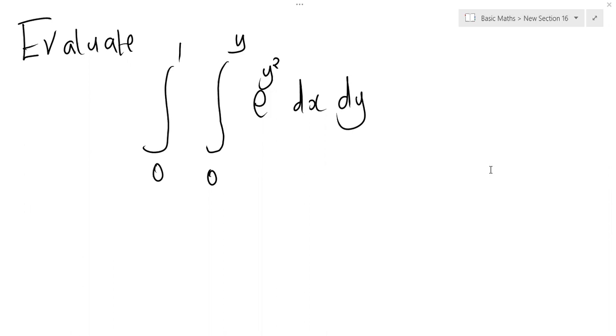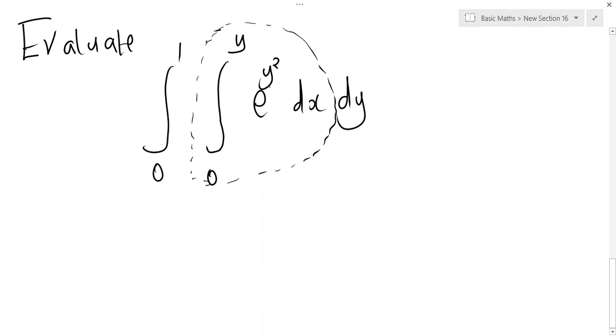Hello guys, I would like us to look at how to evaluate the following double integral. Given such an integral, when you come to evaluate it, you will start by integrating what is inside. So this is the first thing we'll do, integrate this with respect to x. And then whatever answer we get, we'll now integrate it with respect to y.